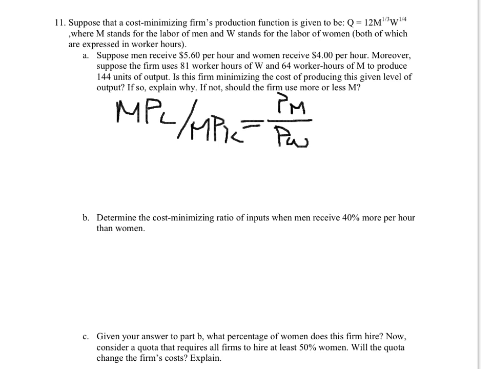The second one tells you to determine the cost-minimizing ratio of inputs when men receive 40% more than women. But you notice here, men already are getting 40% more than women, right? The difference between the two prices, men are actually paid 560 minus 4, that's 160, right? So 160 is already 40% more than 4, so men already receive 40% more. So all you need to do is find out the values of women and men that the firm will use, and you can find that using that equation right here, which you actually used in part A.